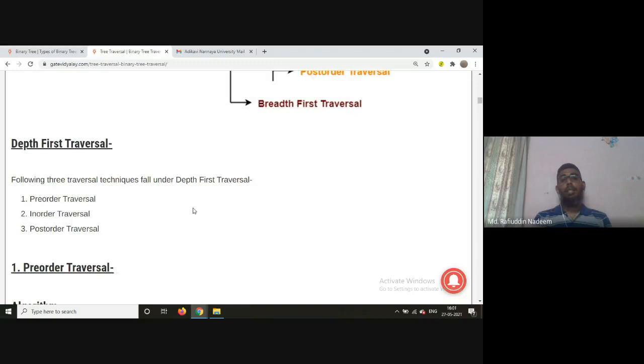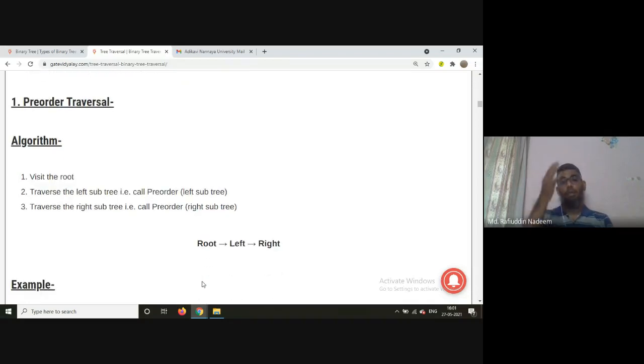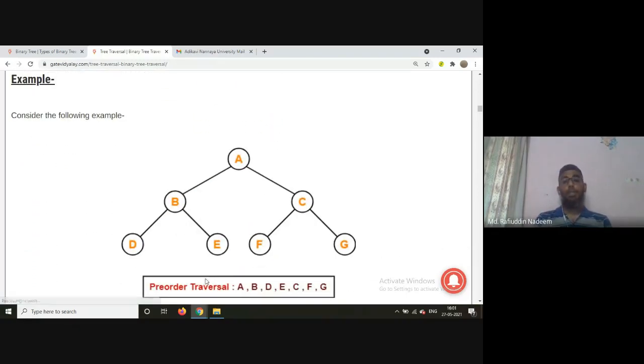In pre-order traversal, visit the root node, traverse to the left subtree by calling pre-order of the left subtree, then traverse the right subtree by calling pre-order of the right subtree. So it is a recursive algorithm. First you visit the root node, then you call the pre-order of the left subtree, then the pre-order of the right subtree. Means root, left, right. For example, see here, now this is a tree.